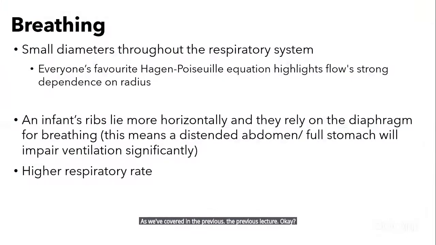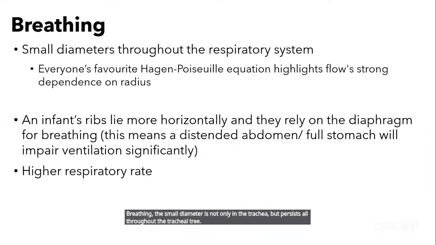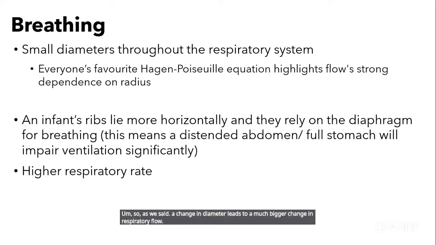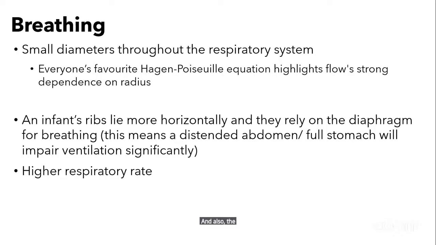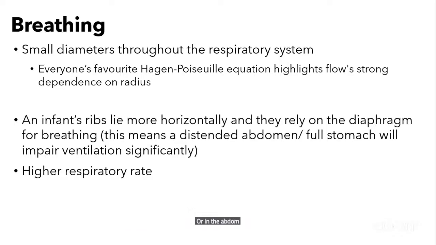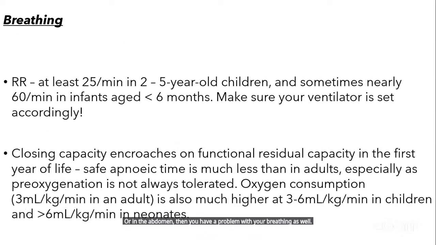Okay? Breathing, the small diameter is not only in the trachea, but persists all throughout the tracheal tree. So, as we said, a change in diameter leads to a much bigger change in respiratory flow, and also the higher respiratory rate and the fact that the infant ribs lie more horizontal and they rely on the diaphragm for breathing. So if there is any problem in the stomach or in the abdomen, then you have a problem with your breathing as well. Okay?